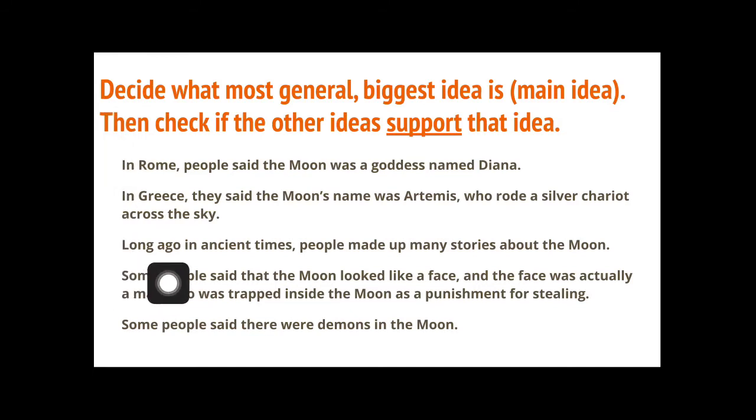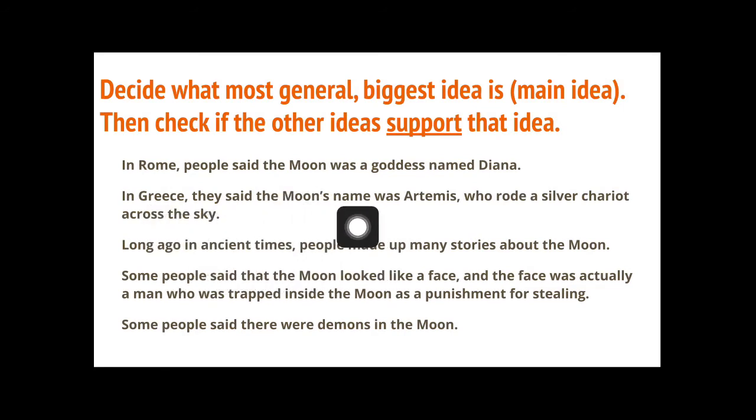I think it might be this one. Long ago in ancient times, people made up many stories about the moon. Let's check and see if we can find examples of stories that people made up about the moon in my details. In Rome, people said the moon was a goddess named Diana. That sounds like a little story about the moon. Yeah, and it was long ago.